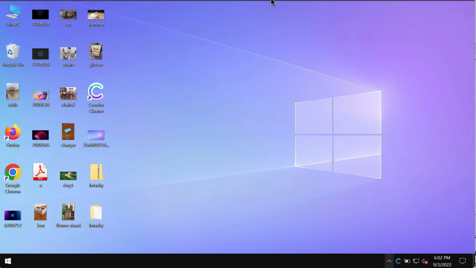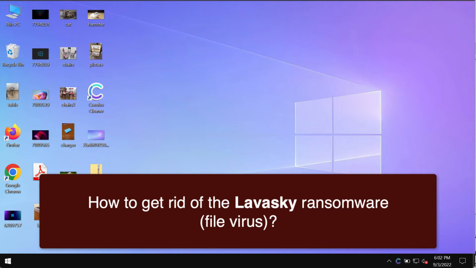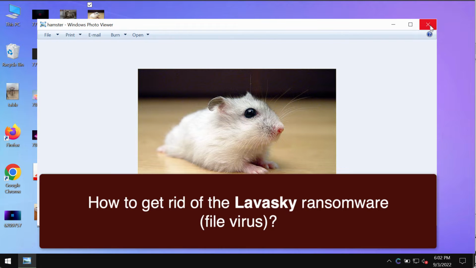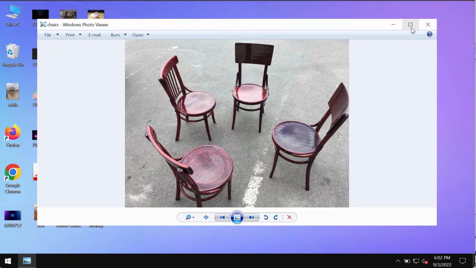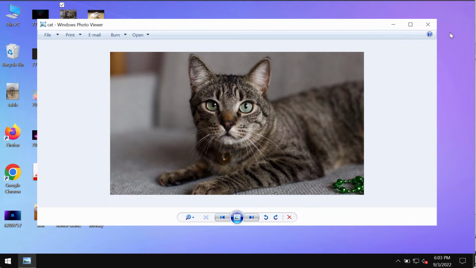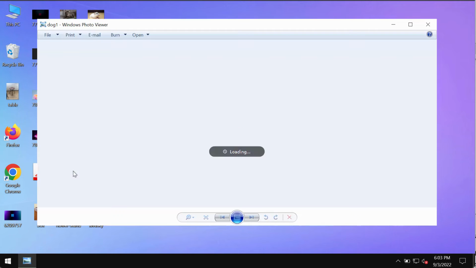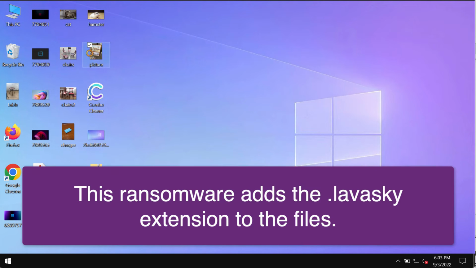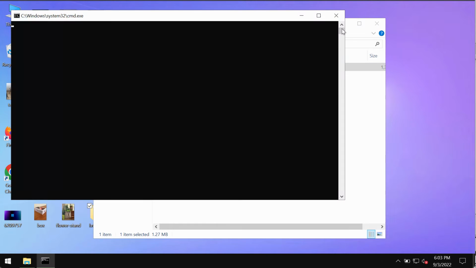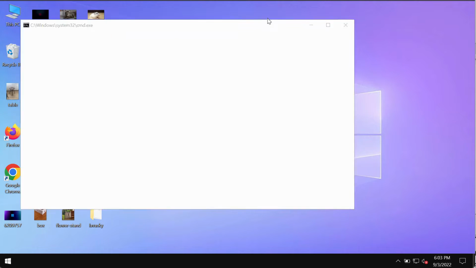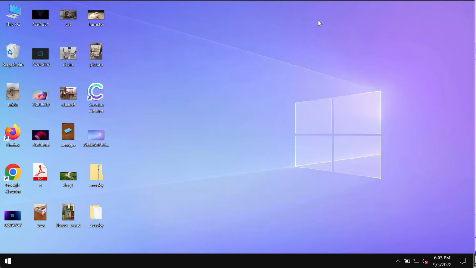My video guide will help you to remove the new ransomware, which is called Lavasky. Lavasky is a special ransomware which is designed specifically to attack many Windows computers right now. Before the ransomware attack, you are definitely able to open your files without any troubles at all. But because of certain leaks and vulnerabilities in the system, this Lavasky ransomware may be easily injected into the computer.